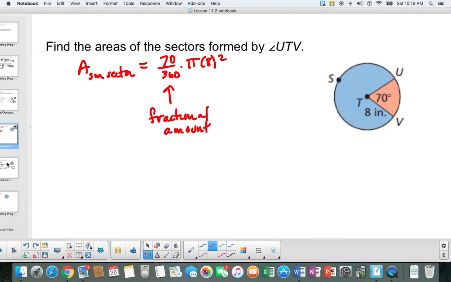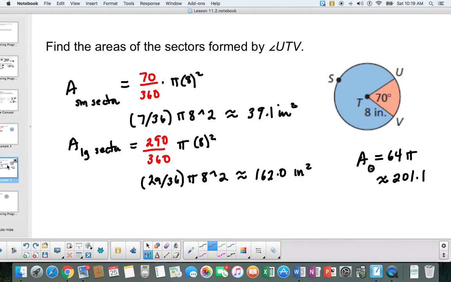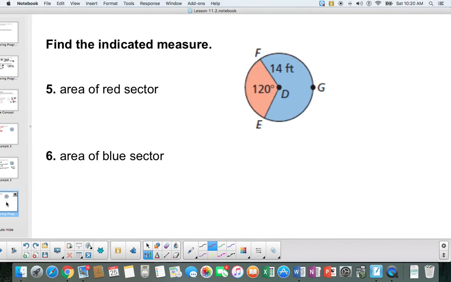Now the next slide will show you all my work. Notice that when I was starting to do the work, I actually simplified the fraction before I did the pi r squared. And for the large sector, I did the leftover from 360, which amounted to 29 over 36. Now, these 2 areas should add up to the area of the whole circle. And if you look, I did do that for you. I found the area of the whole circle, which is 201.1, and that's what these 2 add up to. So that makes sense. Okay, your turn.